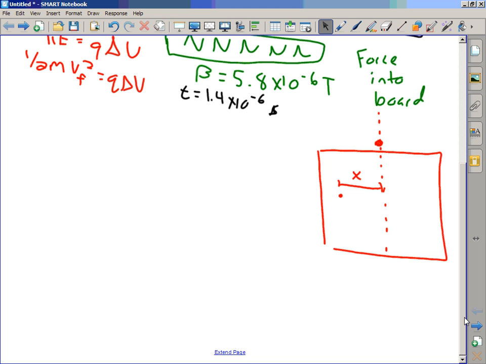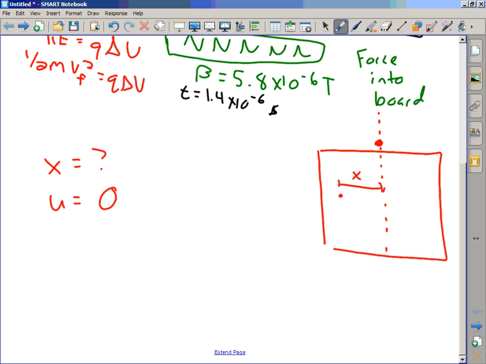I'm looking for how far to the left it hits. What else do I know? I know the initial velocity. Now, what component of velocity is that? Is that the to-the-side component? No, that's the forward component, right? So that initial velocity, which is given, doesn't even play a factor in making it go left and right. What's the initial velocity for the left and right piece?